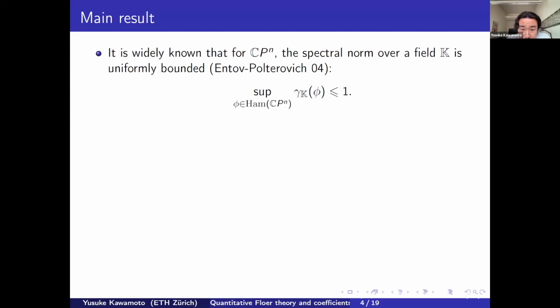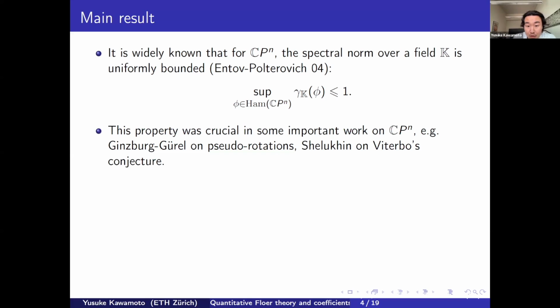On CPN, it was widely known that the value of the spectral norm is bounded by 1, where 1 is the area of CP1 measured with the symplectic form. This was established by Entov and Polterovich in the beginning of the 2000s. And it was used in some important works on CPN, like the famous work of Ginzburg-Gurel on pseudorotations, and Shelukhin's work on the Viterbo conjecture.